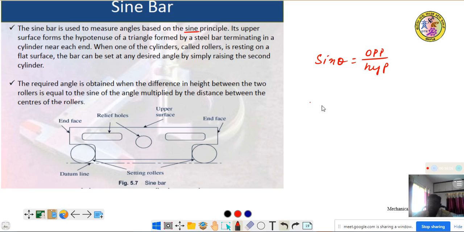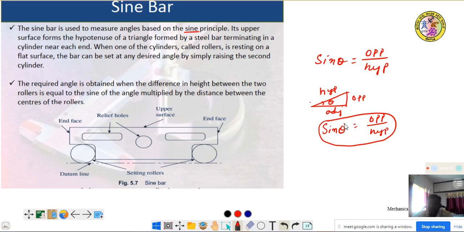If this is a right angle triangle, this is what? A hypotenuse. This is angle theta, and this is the opposite side, and this is the adjacent side. Sin theta is equal to opposite divided by hypotenuse, isn't it? So based upon this principle, I can find out the theta. Theta is nothing but angle. So sine bar is based upon this principle.